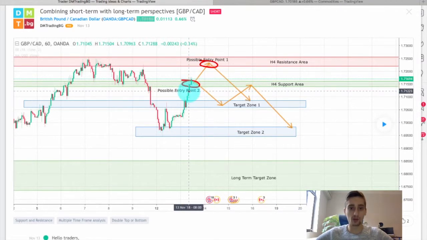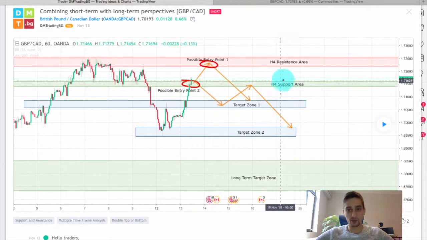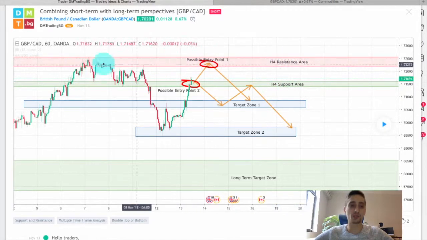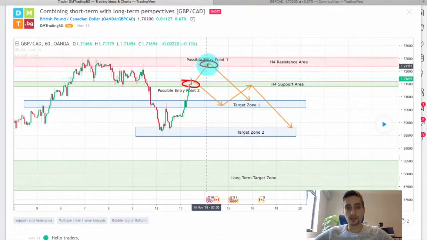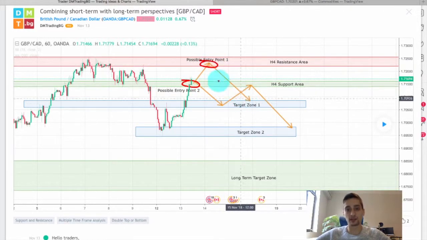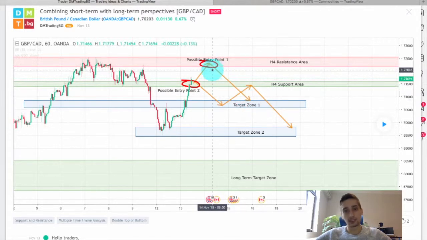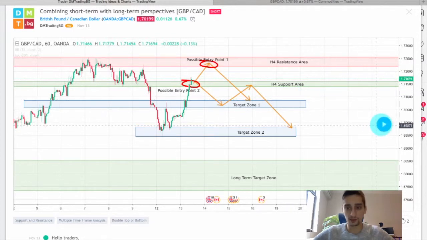The second was if the price entered back inside between this H4 support, which we already mentioned, and this H4 resistance area, which marks the ceiling, the top of this range. We were expecting the price to easily reach that area and bounce from there, thus reaching the target zone 1. So this was a better scenario. We could have caught more pips on it, and let's see what happened on this plan.